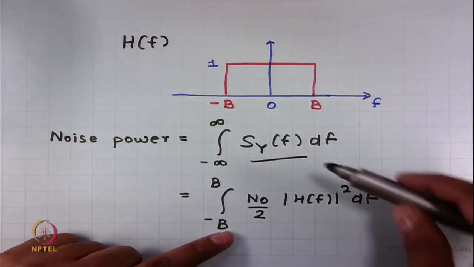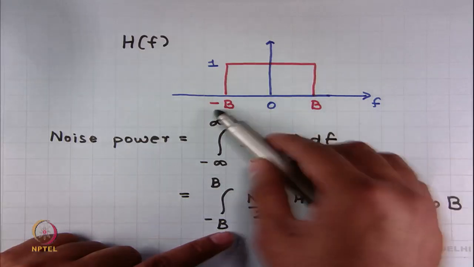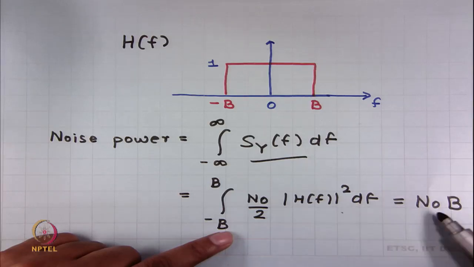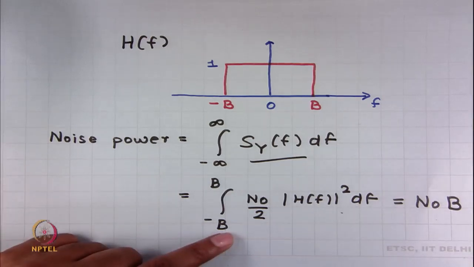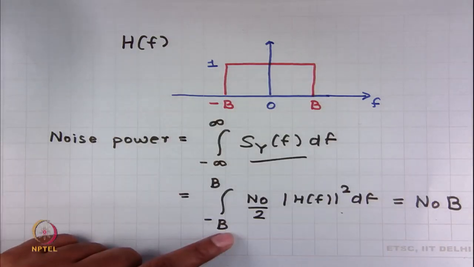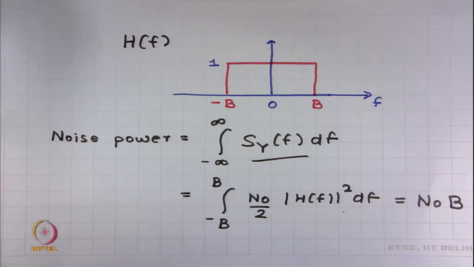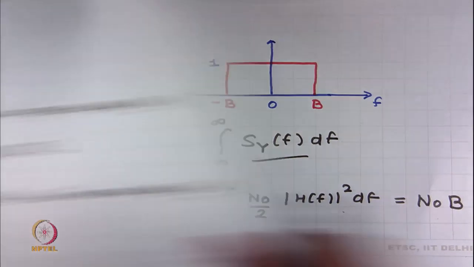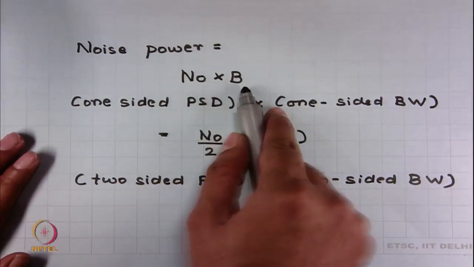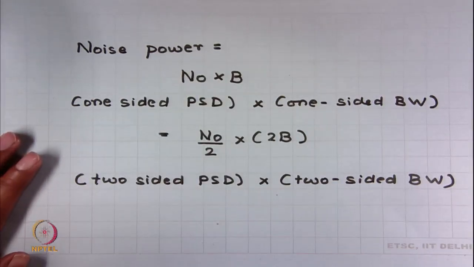And here in this range this is 1. So, what we get is N naught times B. So, the total noise power that is available at the output of a filter is N naught times B. So, what we are saying is noise power available at the output of a filter is N naught times B.